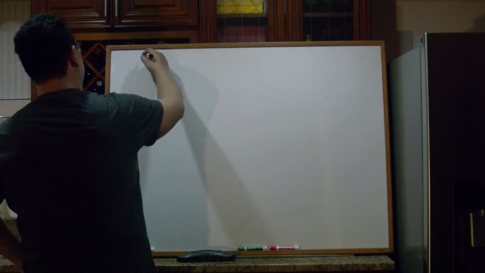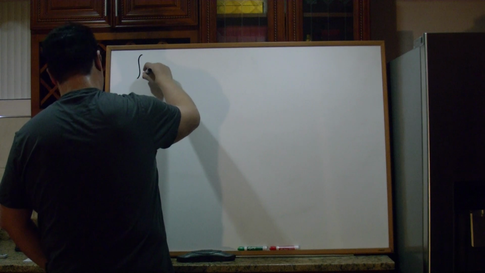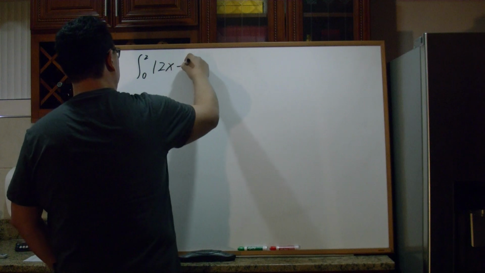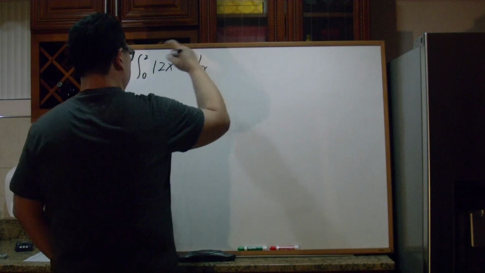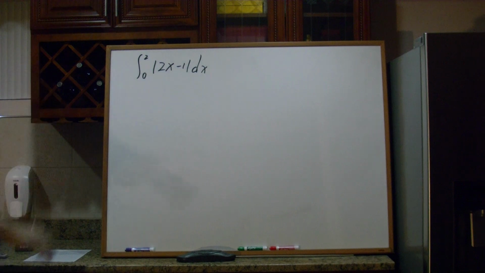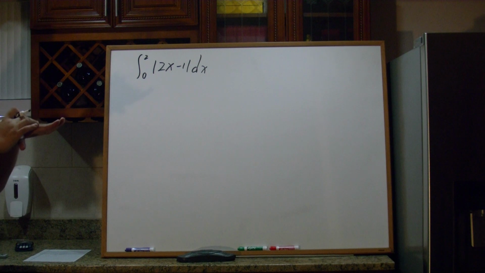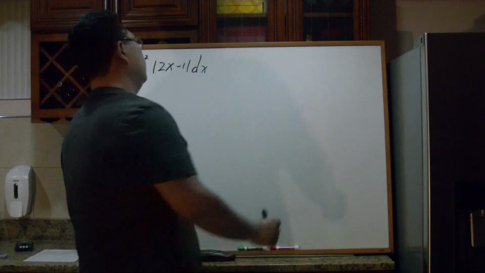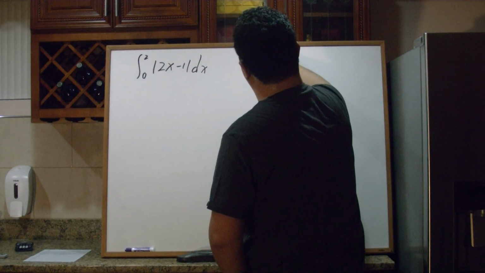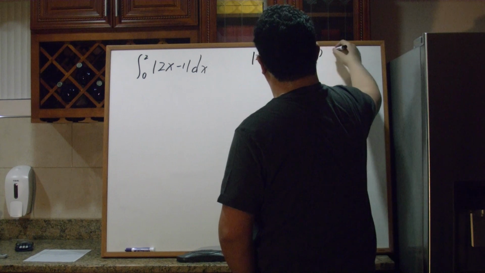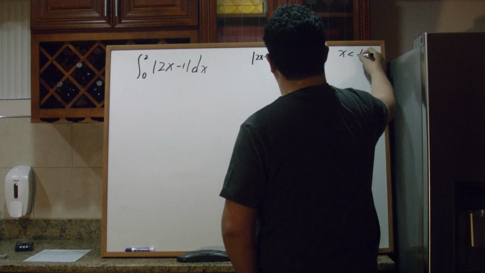Right, that one is the absolute function from 0 to 2, absolute of 2x minus 1. So what we can consider: 2x minus 1 has an x-intercept at 1/2. So absolute of 2x minus 1 is negative of 2x minus 1 for x less than 1/2.